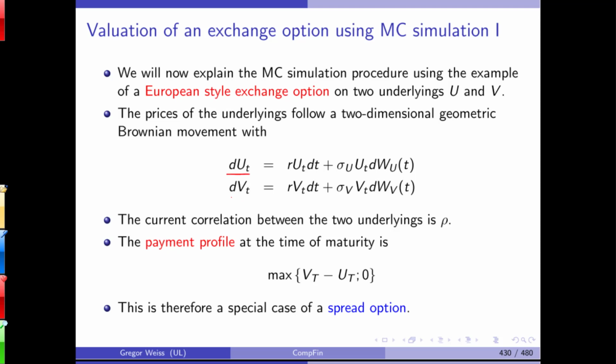So dU_t and dV_t, those are the 2 underlying indexes, U and V. We have 2 geometric Brownian motions for these. The correlation between the 2 underlyings is rho, and the payout profile is the maximum of the terminal value of V minus the terminal value of U, or 0. So this is a special case of a so-called spread option. We are being paid out 0 or the spread between the two indexes.